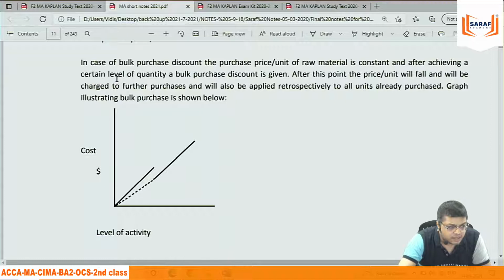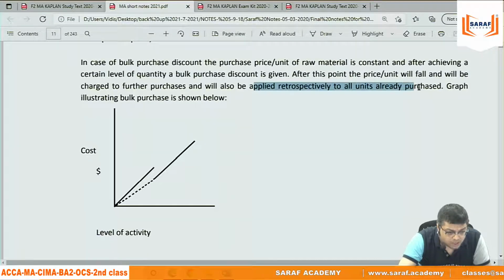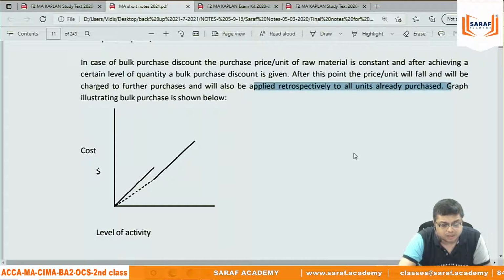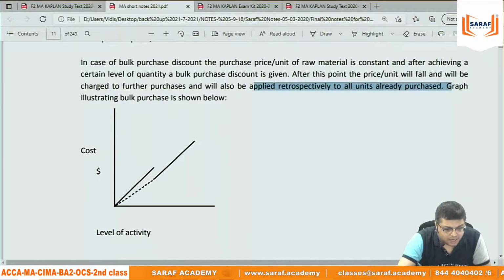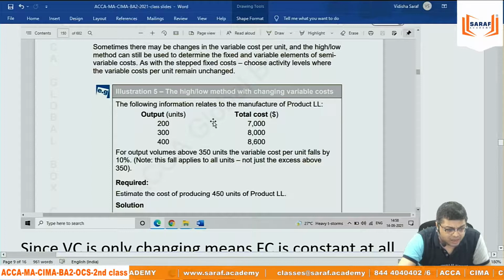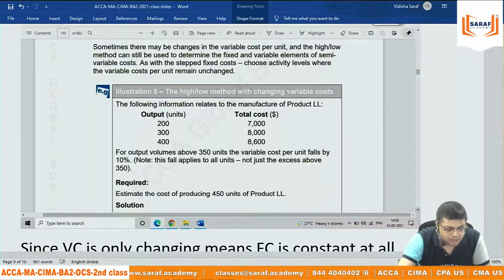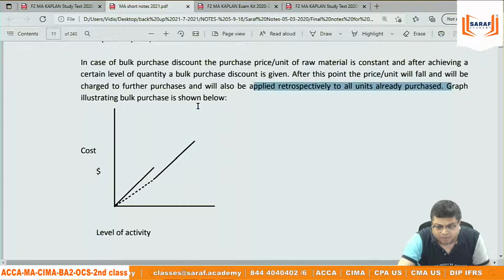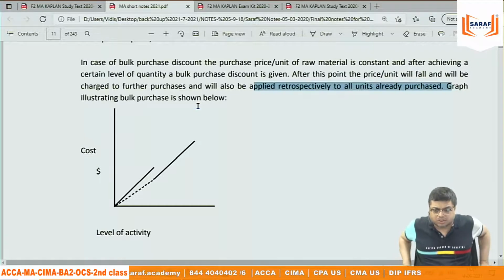What they are saying is, in case of a bulk purchase discount, the purchase price per unit of raw material is constant. And after achieving a certain level of quantity, a bulk purchase discount is given. After this point, the price per unit will fall and will be charged to further purchases and will also be applied retrospectively to all the units purchased. The question here related to variable cost; they are not saying it is raw material cost, they are giving an example. This type of nature can be possible for a material cost.